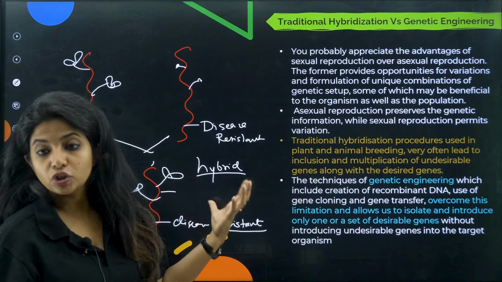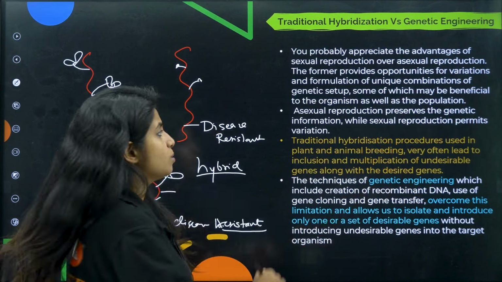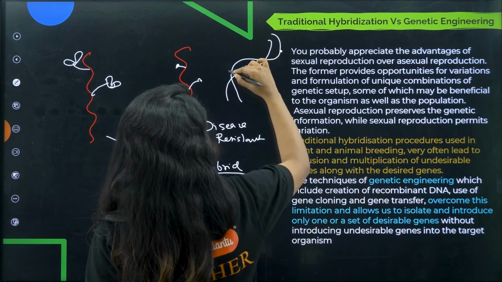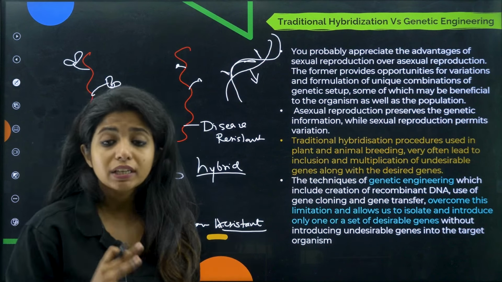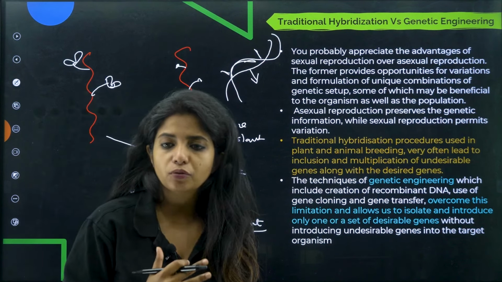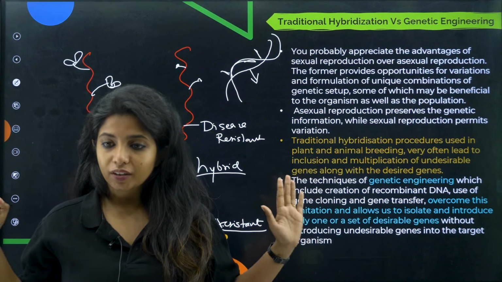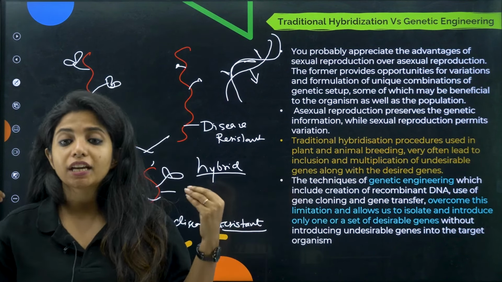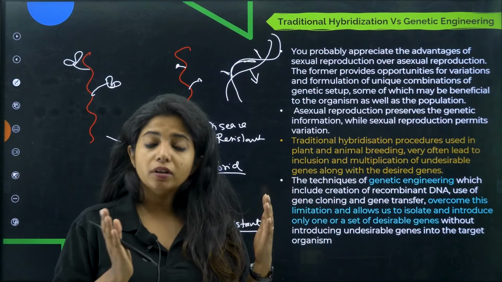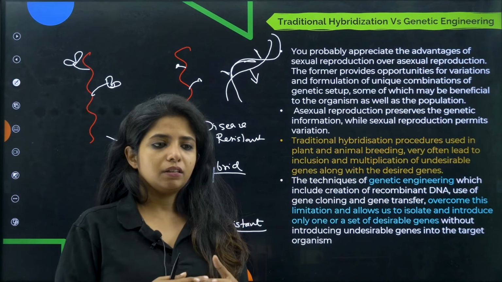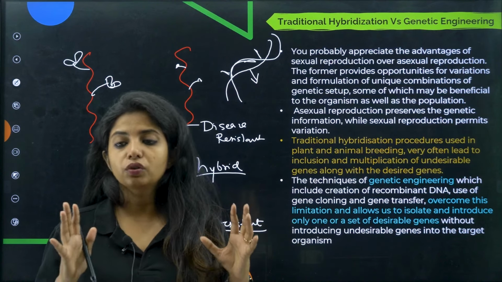But when I talk about genetic engineering, I am taking a desired gene, nothing else. In this particular strand of DNA, I'm just taking this particular area which has my desired gene, nothing else. So, can I expect that there will be something bad happening over here? I'll expect that everything good is happening over here. You get it? That is the use of genetic engineering. Failure would be less comparatively. When you talk about traditional hybridization, you're not giving a specific view over there. Okay?